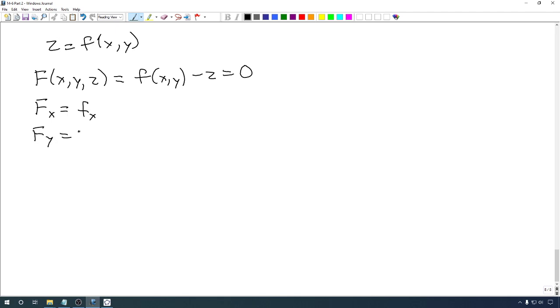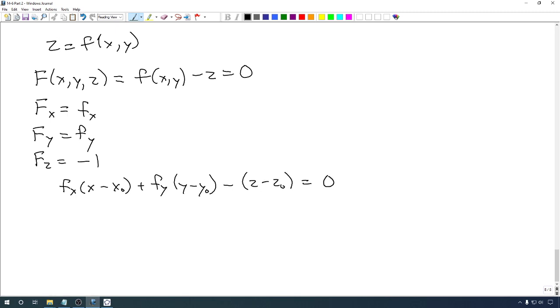The derivative of capital F with respect to y, for the same reason, is the derivative of little f with respect to y. And finally, the derivative of capital F with respect to z. Well, that part doesn't depend on z now, and the derivative of negative z is negative 1. And so what we get here is f sub x times x minus x naught plus f sub y times y minus y naught. But then minus, because we're using capital F of z, times z minus z naught is equal to 0.